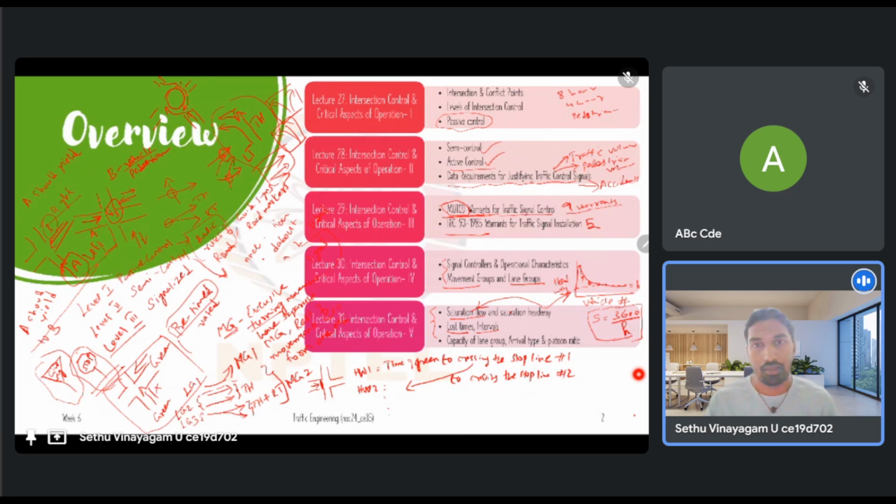Similarly, there is another loss time called the clearance loss time, which happens at the end of the cycle. So what happens at the end of the cycle? The signal will be green, and before it turns red, it won't immediately turn red, right?